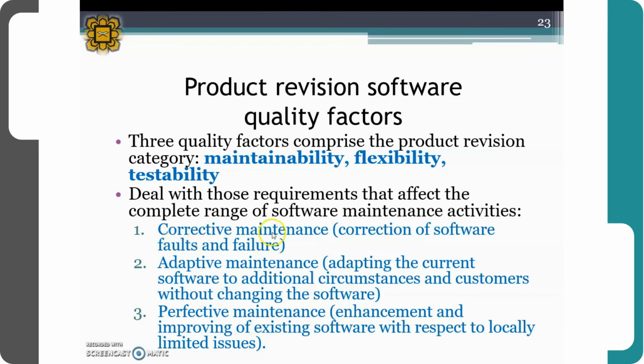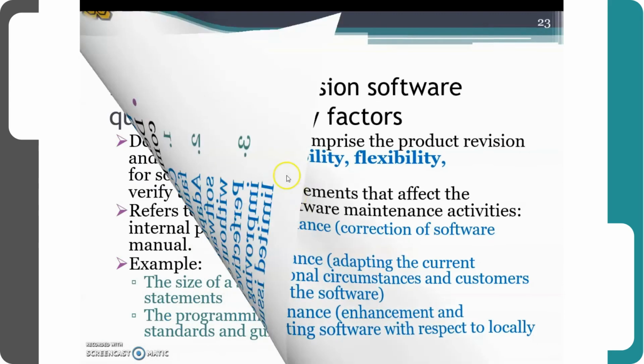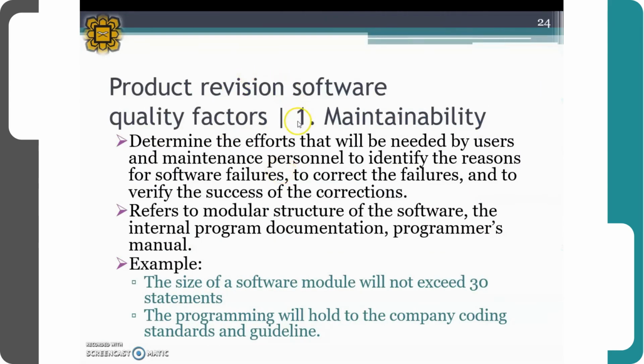Corrective maintenance means you have errors that you need to fix. Adaptive maintenance means that maybe there is no error, but you want to change the current software to adapt to additional circumstances without changing the software's function. And the third one is you want to improve the existing system, where maybe you have requests for change and so on. So the first one is maintainability.